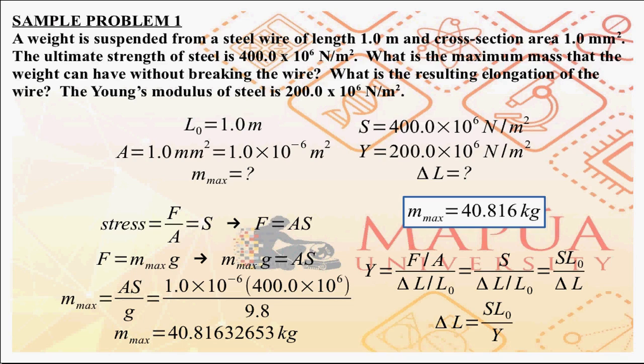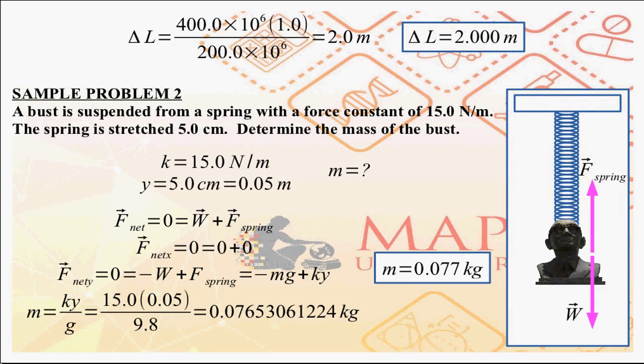Delta L over L naught. L naught, the denominator of a denominator, will go up to the numerator. So Y is equal to S L naught over delta L. Isolating delta L, elongation, or change of length of the wire, delta L is equal to S L naught over Y. We know S, we know L naught, we know Y. We will be able to determine the change in length of the wire. Plugging in the values, we get delta L is equal to 2.000 meters.